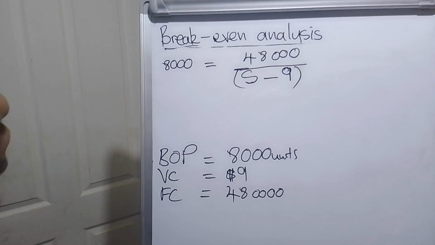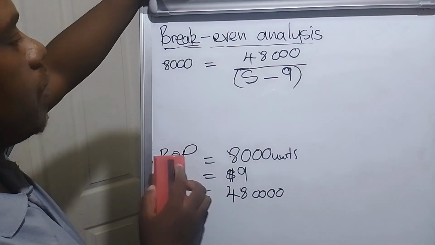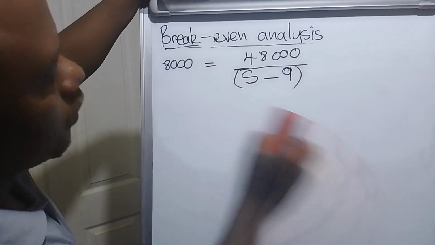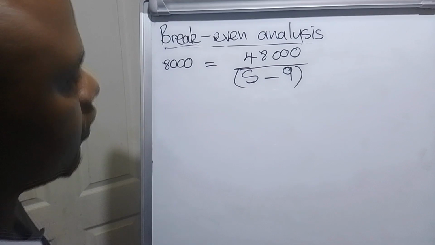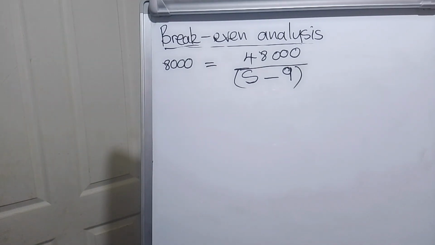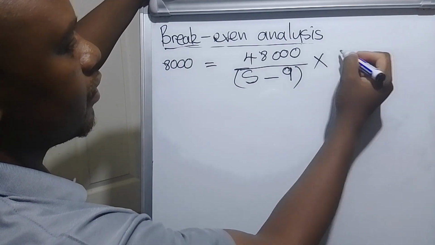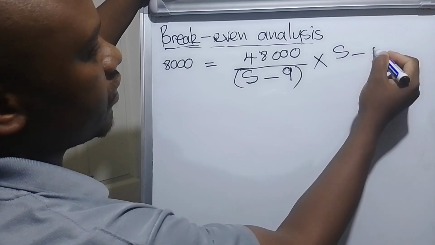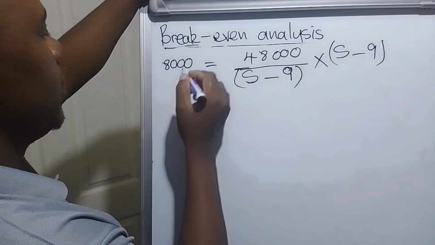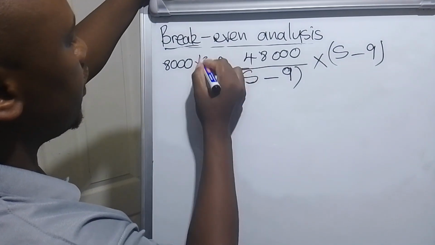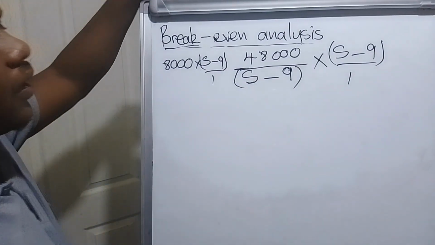Okay, now let's work this one out and try to see how much we come up with as the selling price in this scenario. The thing is we have to make S the subject of the formula. Okay, if you have done equations, it's actually the most basic component of equations that we can do. So this is it. For us to get rid of S minus 9, we have to multiply this side by S minus 9 in a bracket, and also this side we multiply times S minus 9 in a bracket. Okay, this is it.